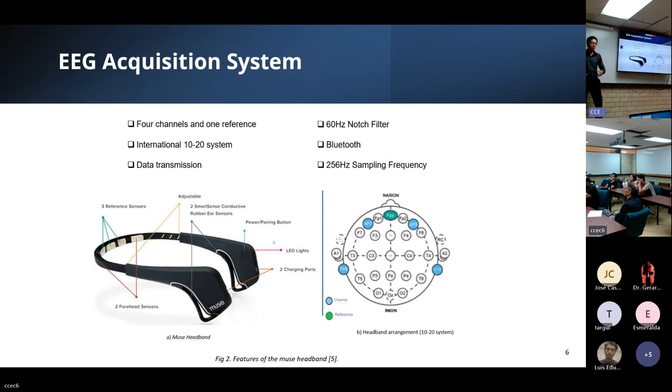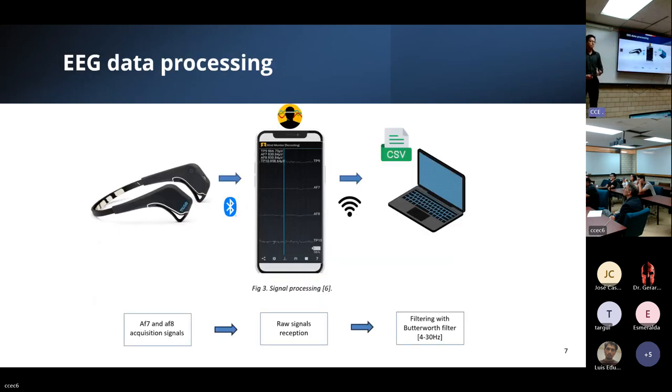But due to the nature of this system, we only focused on the forehead electrodes, which are the AF7 and AF8 electrodes. Okay, and to send the data to the computer, we implement Mind Monitor, a mobile app, to send it via Wi-Fi to the laptop. And the laptop has the Python program to process the data.